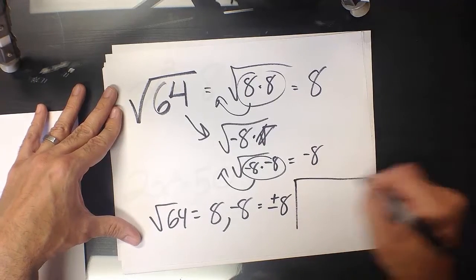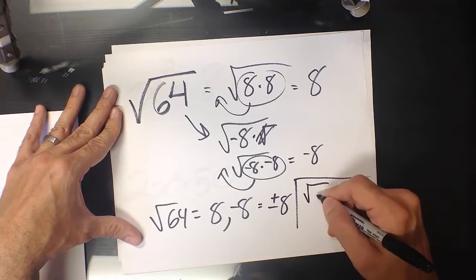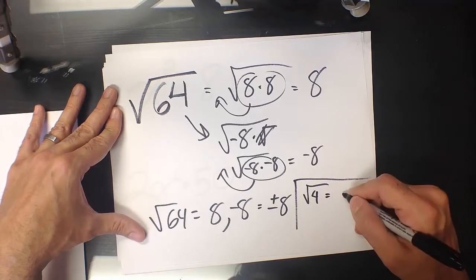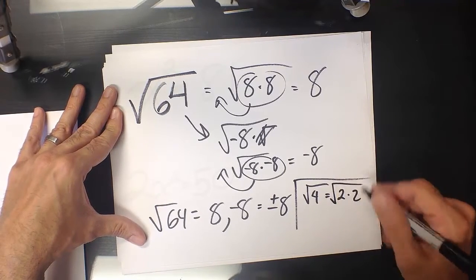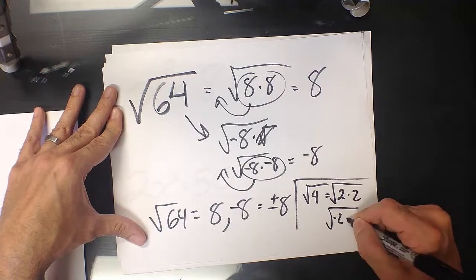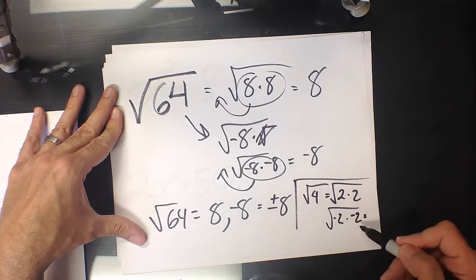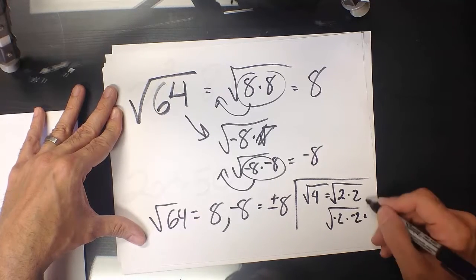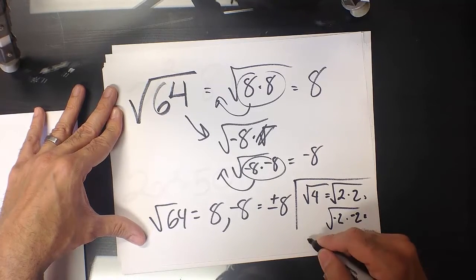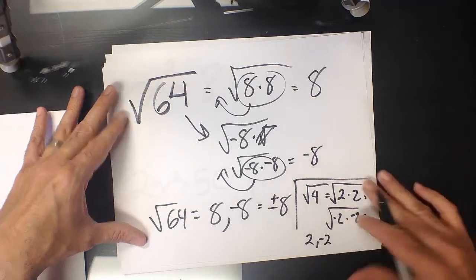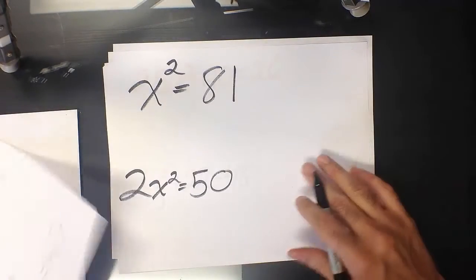I could have said the same thing if I was trying to find the root of, let's say, 4. The root of 4 would either be 2 times 2, or it would be negative 2 times negative 2, because 2 times 2 is 4, and negative 2 times negative 2 is also positive 4. So we would know that the answer is either positive or negative 2. These are our two possible roots. Awesome, let's keep that going.